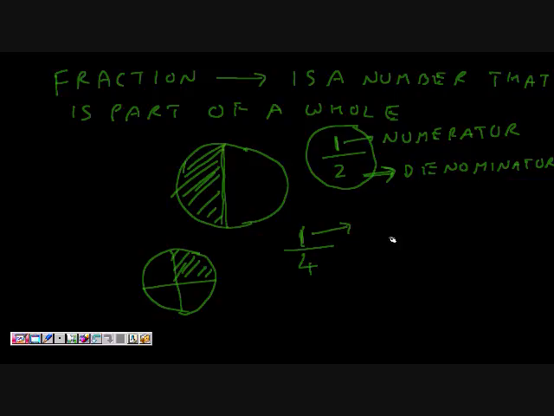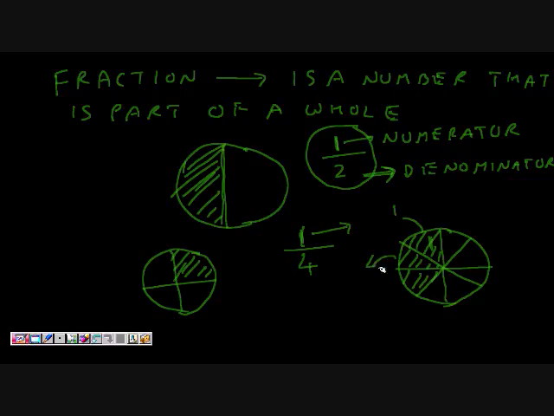Similarly, if the pizza is divided into 8 parts, let's say like this, 8 equal parts, and suppose you take 3 pieces out of that. This is the first piece, second piece, and third piece. So you have 3 pieces.